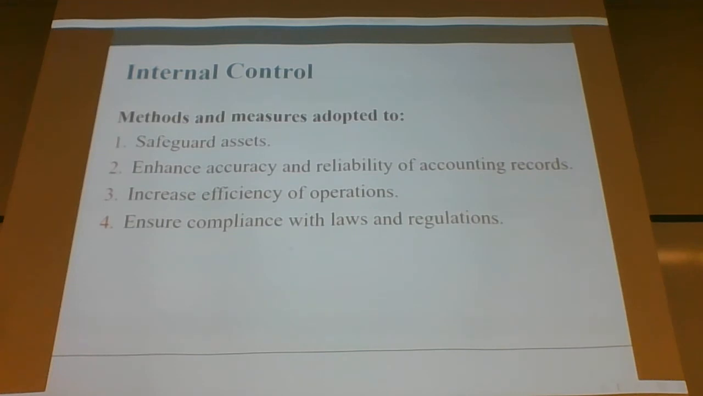Increase efficiency of operations, and if we do that, we should both make more cash and save cash in the process. And then finally, we have to make sure that we have controls in place so that we're adhering to laws and regulations, paying our income tax and so on and so forth. We don't want to get fined because we're not in compliance. Internal control can help a company do all four of these things.